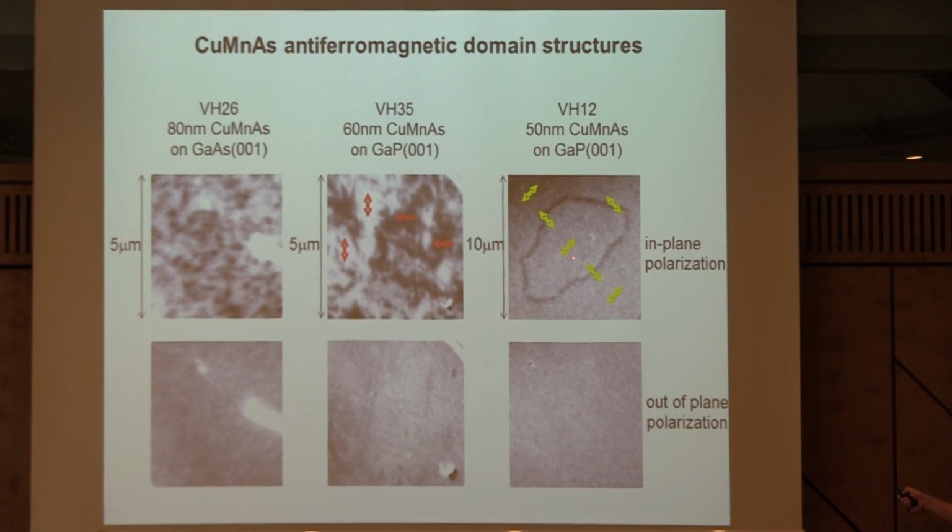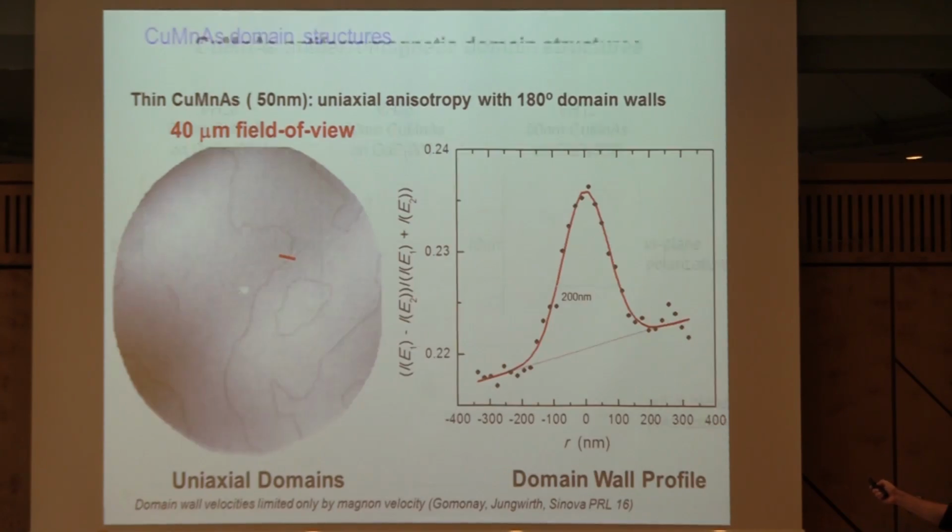On the far right is a thinner layer yet. And this is almost entirely uniaxial, apart from these dark lines, which are actually 180-degree domain walls. So they separate AB lattice swapped domains, or 180-degree domains. And if you look at that on a larger 40-micron field of view, you see some really nice, interesting domain patterns.